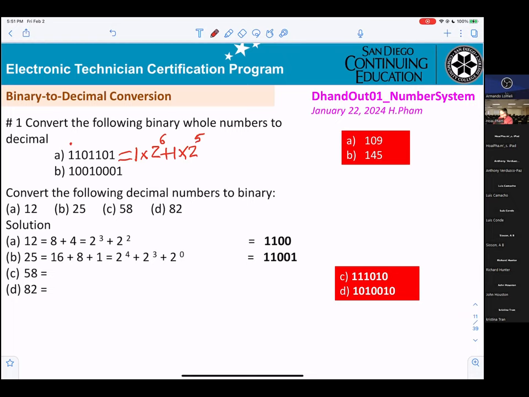Okay. So you add it to the next one, which will be this one here. One times two to the power of three. And you add in the next one here: two to the power of two. And you don't care about zero. You care about what? One times two to the power of zero. Okay. So you think you can get 109 or no?